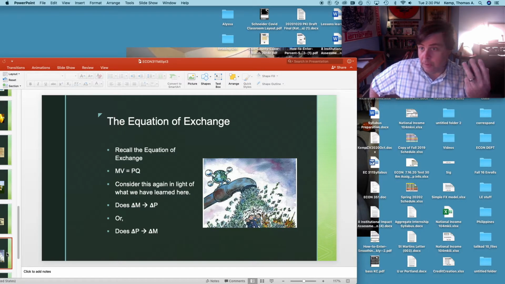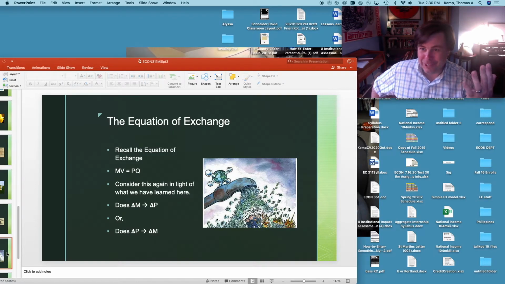So if we have an economy that produces 10 items, its money supply is 5, and velocity is 1, let's just say to keep it simple, then the price of things has to be 50 cents. 5 times 1 has to equal 0.5 times 10, right? Yeah, there we go. Okay.